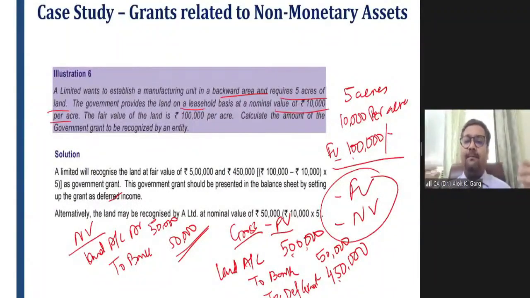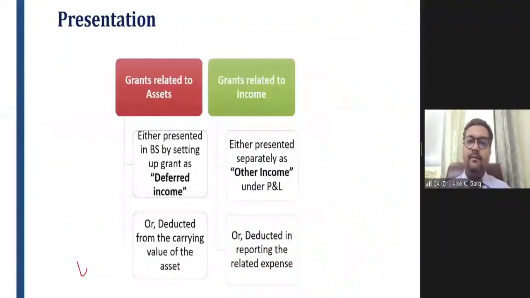If the company is providing a non-monetary asset, that is, a non-monetary grant, then either you can go by the nominal value approach, or you can go by the fair value approach. Okay. So coming to the presentation, we have discussed this part.